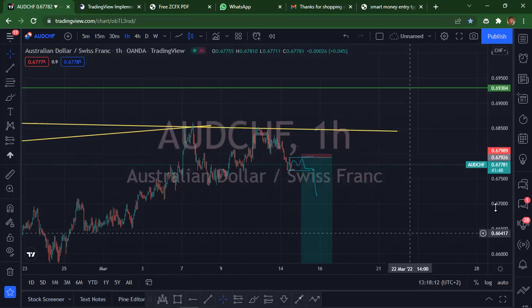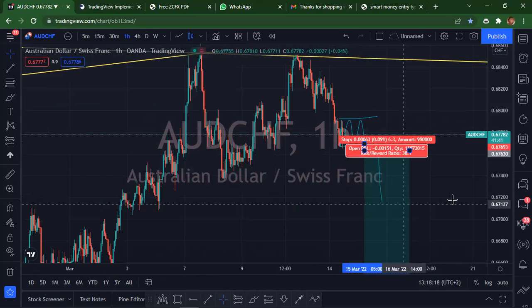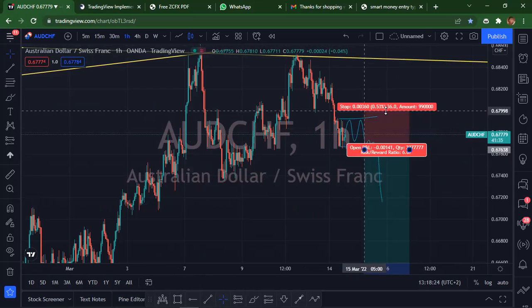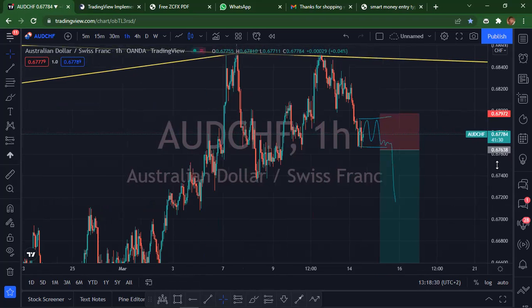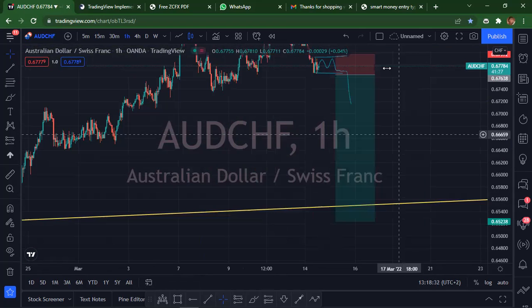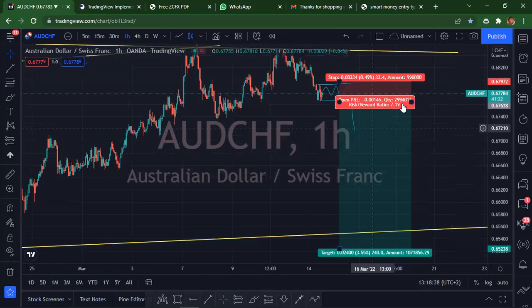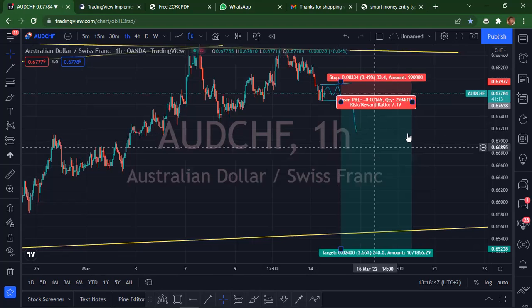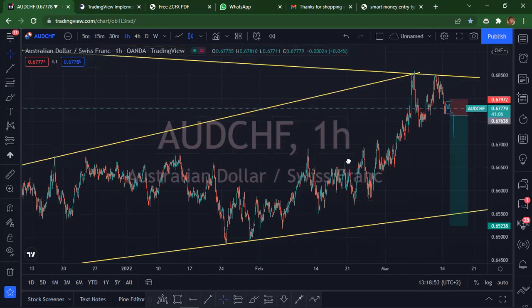And then the next type of entry that we could have is the reduced risk entry, and it will have a very wide stop loss. It will be something like this. And then the risk to reward ratio won't be the same as the one that we had, but it is still huge. The rewards are still huge. This is it.